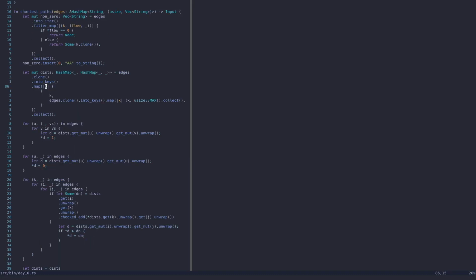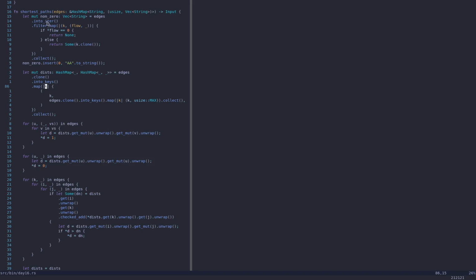Then I wanted to filter a bit the graph because we are told that there are chambers which release zero pressure, so there's no point in visiting those valves. And I also wanted to compute the distance between each node. So for example, if A goes to B and then B goes to C, then you can also go from A to C but in 2 steps. So I also wanted to pre-compute the distances for the entire graph.